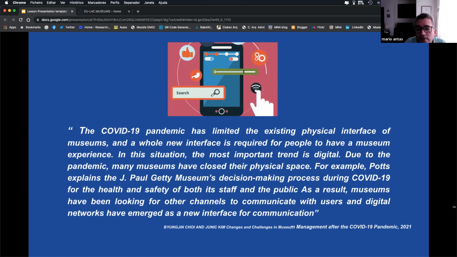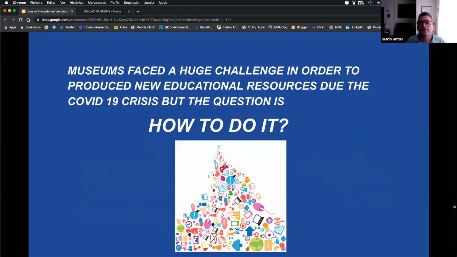The majority of museums closed their physical spaces, but museums had to look for other channels of communication with the users. And of course, museums have to develop new kinds of communication, especially to create digital networks, to talk with visitors and to engage. More than talking is to engage with users. So museums had to reinvent themselves in order to reach the publics. Of course, it was a huge challenge for the museums.